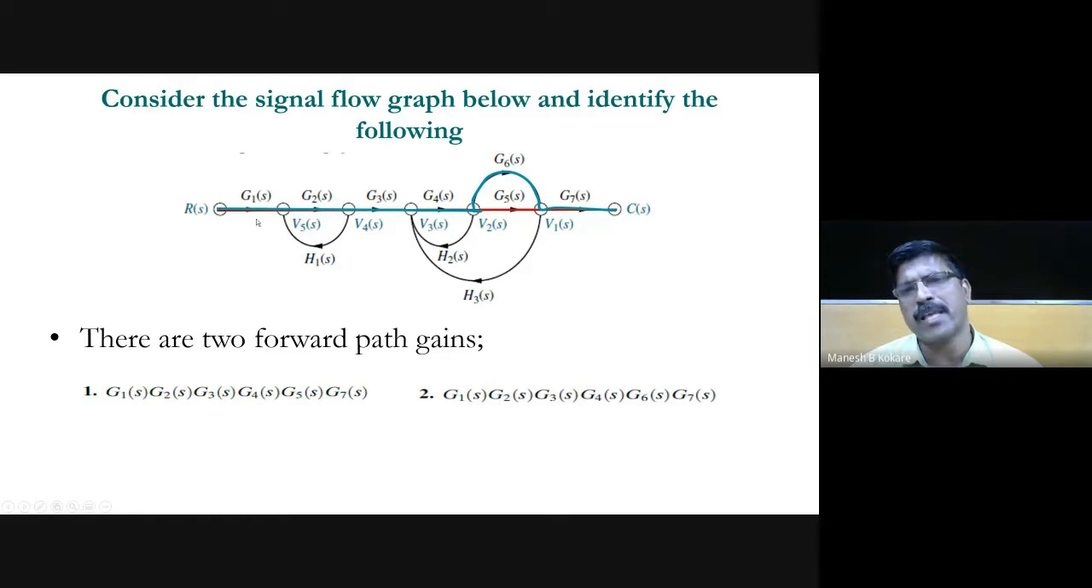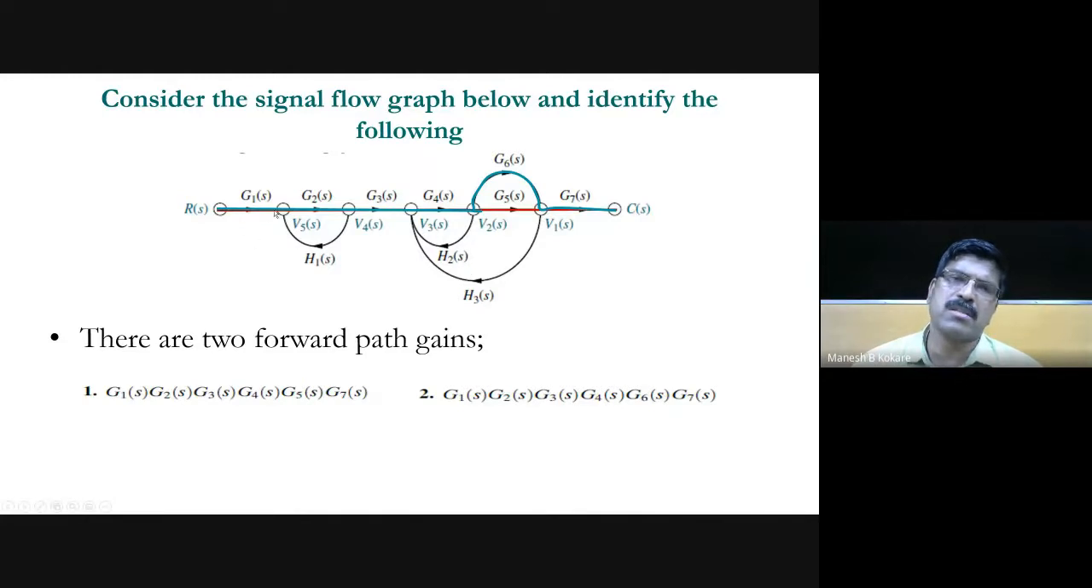So how many paths are there that we have to identify? For the given problem, the first forward path gain will be G1 into G2 into G3 into G4 into G5 into G7. So this is one forward path. Another forward path is from G1 to G2, G2 to G3, G3 to G4, and then it may go through G6 and G7. So this is your second forward path.